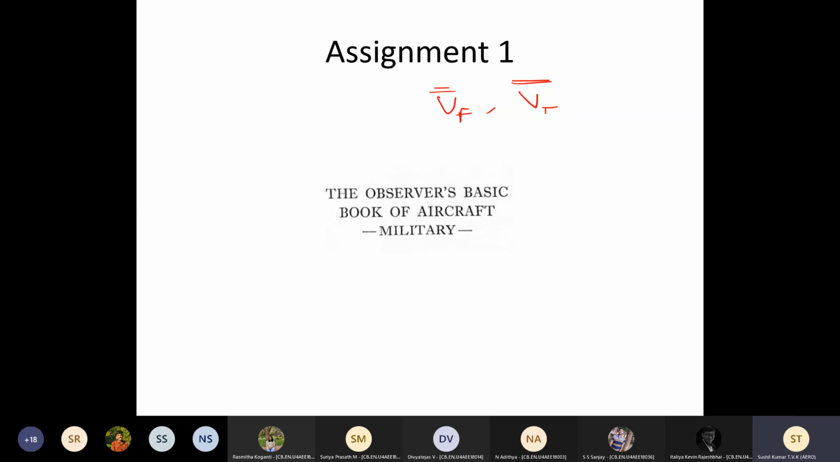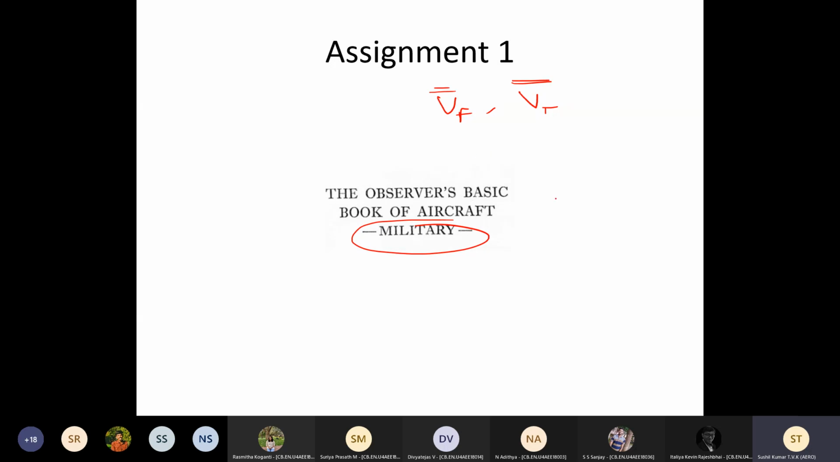One good reference, I don't know whether you have seen this book: Observer's Basic Book of Aircraft. It gives not only military but even civilian aircraft. It's like a pocket book which gives a lot of data about the aircraft. In fact, for your aero design also, you go for historical data whenever you're designing a new aircraft. You try to see what has been designed earlier. This is a very good reference. I think some editions are available on LibGen also. You can just download it.